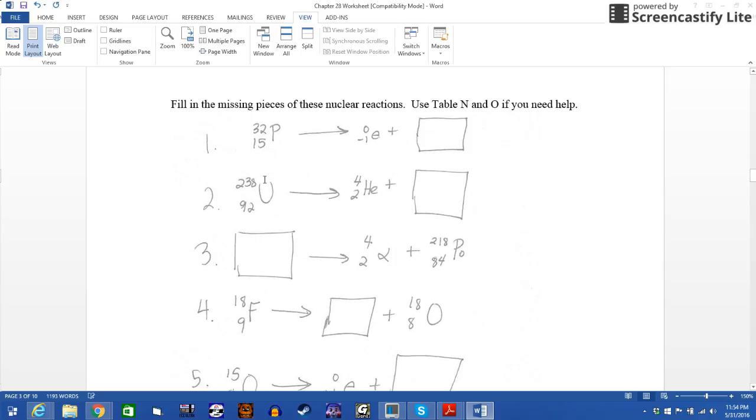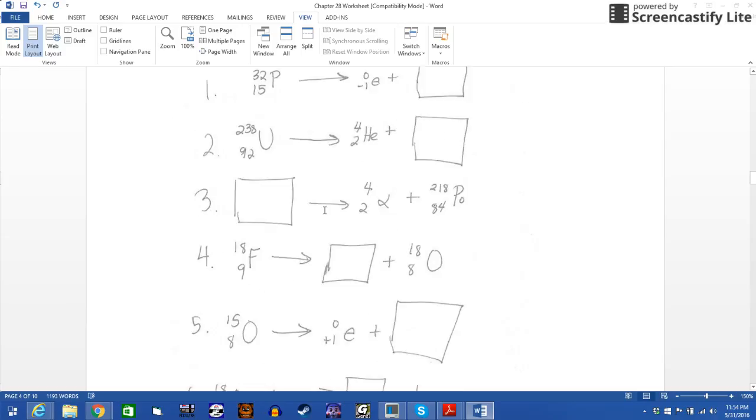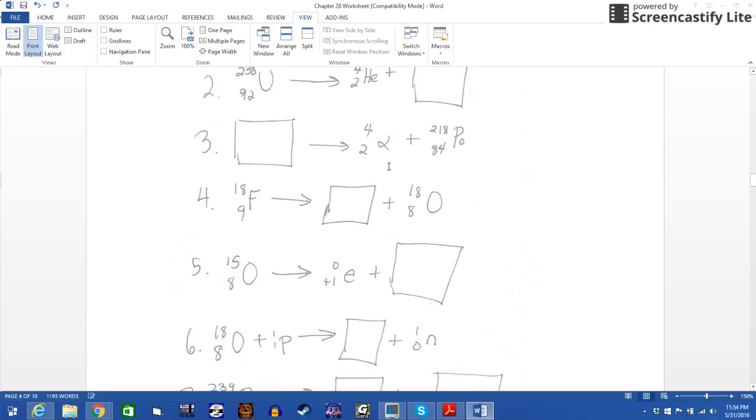So I want you to fill in the missing pieces of these reactions. Some of them I give you everything except for one thing. Like this is pretty straightforward. 32 equals 0 plus 32. 15 equals -1 plus 16, right? 16 plus a -1 is the 15. And so you got to fill in the element. So you got to do that. That's pretty simple. A bunch of them I give you that information. All you have is one thing to spot.